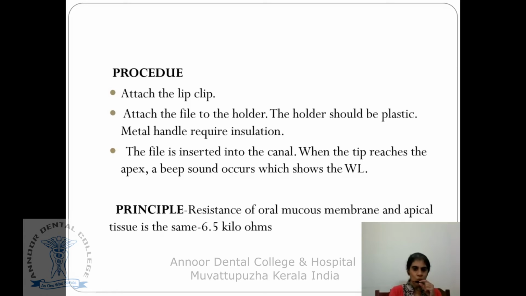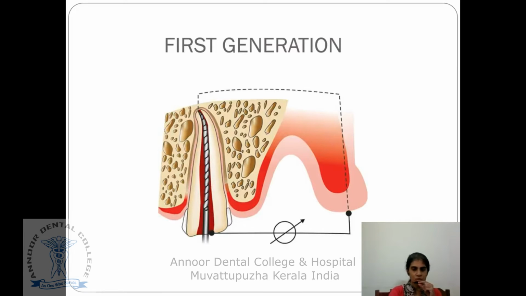So the moment you hear the beep sound, you will not insert the file further into the canal. It works on the principle that the resistance of the oral mucous membrane and the apical tissue is the same, that is, around 6.5 kiloohms. This is the schematic representation, and this is the file which is inserted into the canal. Once the file touches the apex, it is going to match the resistance of the oral mucous membrane, and that's how you determine the working length.